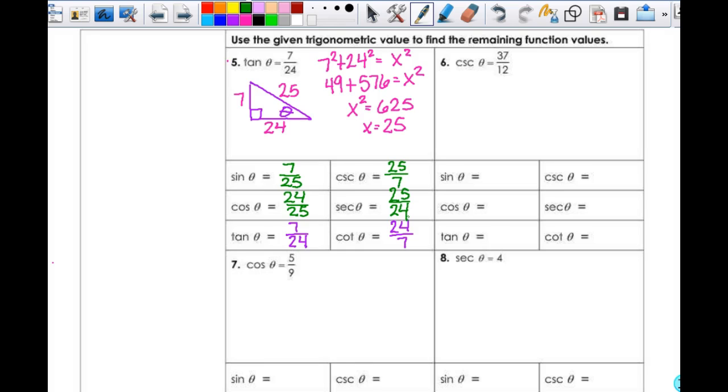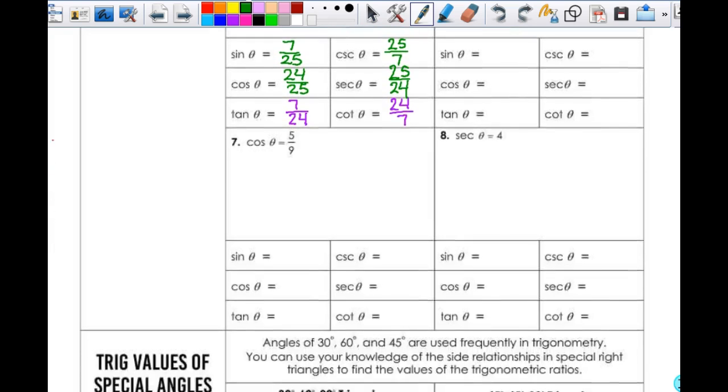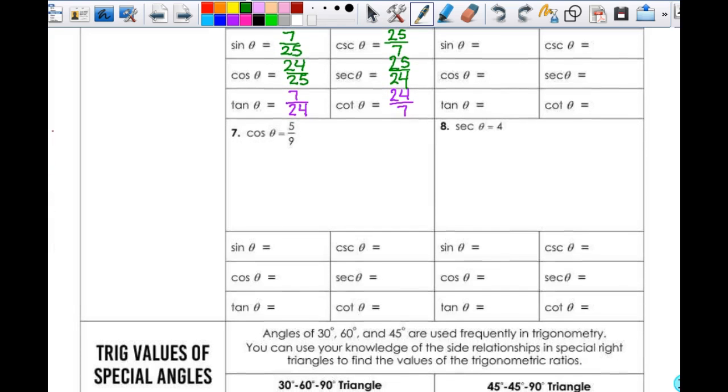So let's look at number 8. Number 8 is the secant of theta equals 4. Well, secant is the reciprocal of what? Cosine. So since cosine is adjacent over hypotenuse, this would be hypotenuse over adjacent. Does that make sense to you? It's a whole number, so I can make it into a fraction. Looks like that.